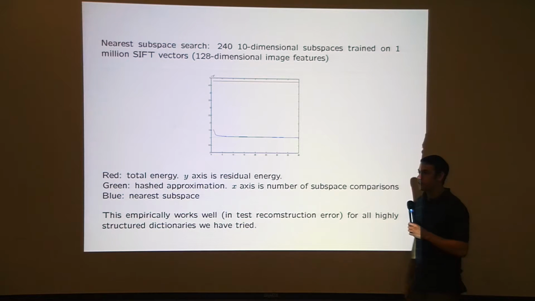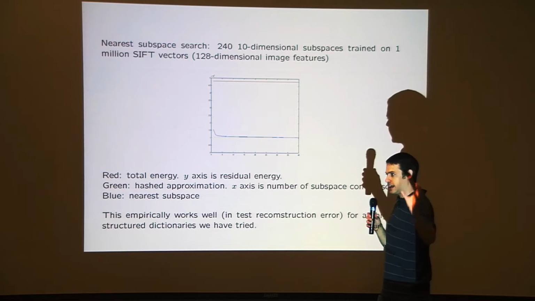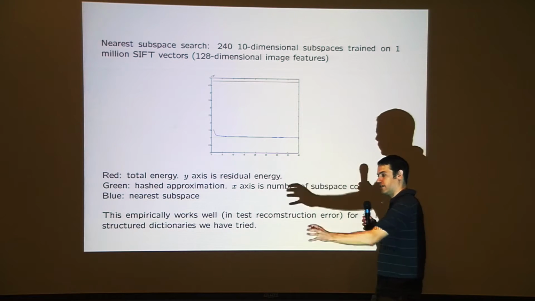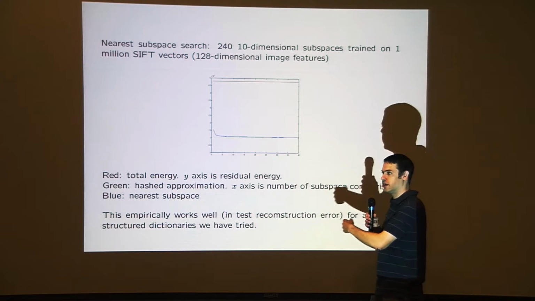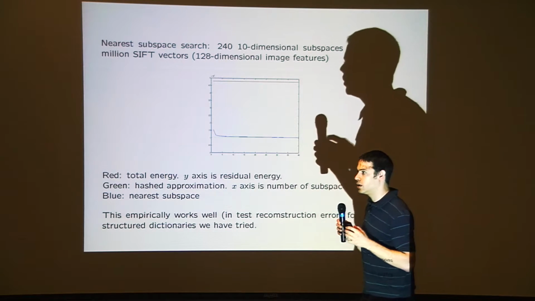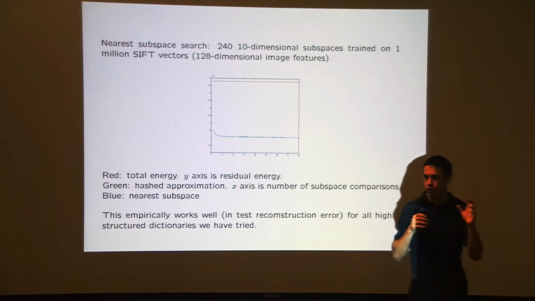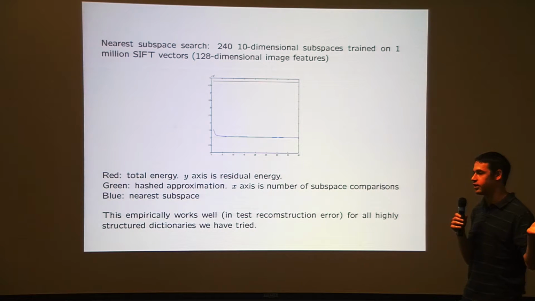Yes? Is this 240 choose 10 that you're talking about? No, literally just 240. I did k-subspaces with 240 different 10-dimensional subspaces. So it's a dictionary. How did you choose these 240? K-subspaces. So you train it. If you want to think about it this way, it's a block 1-sparse dictionary with 2,400 elements.